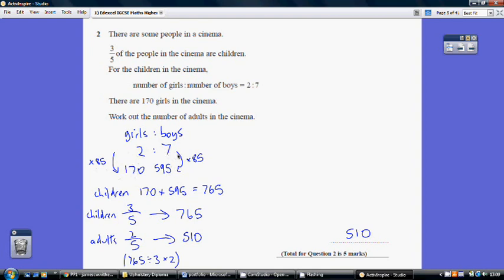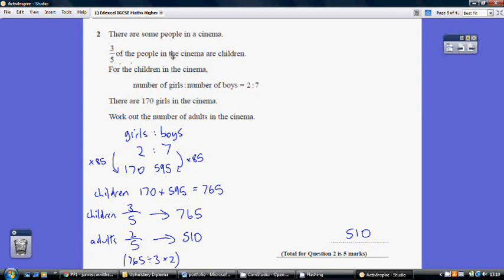So how many boys have we got? 7 times 85, which is 595. So how many children have we got in total? Add the girls and the boys. 170 add 595 gives us 765 children.